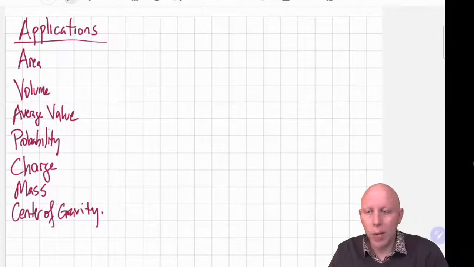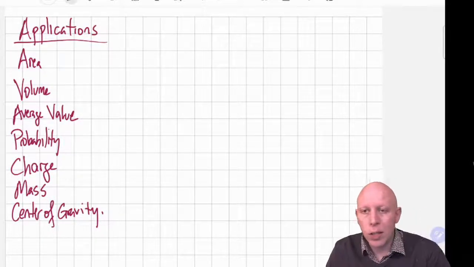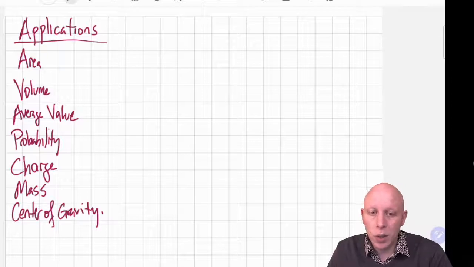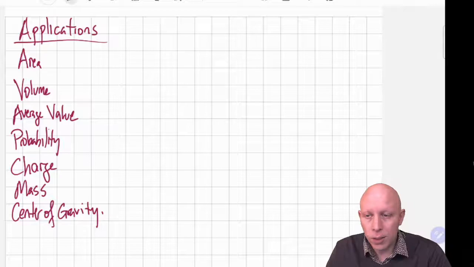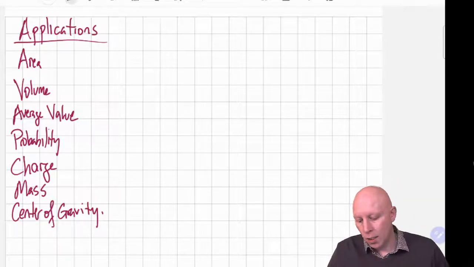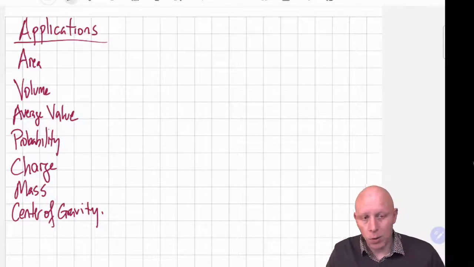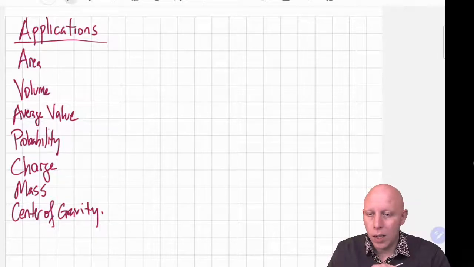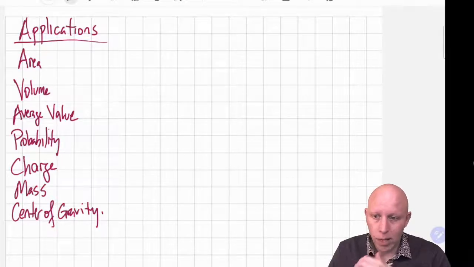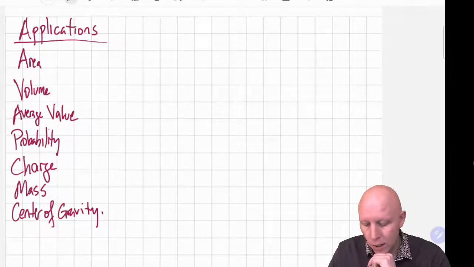Hey there, welcome back. Today we're going to talk about how to use double integrals to apply to a lot of different types of applications. So the main areas that we're going to focus on are going to be talking about area, volume, average value, probability functions, charge, mass, and the center of gravity of a region.